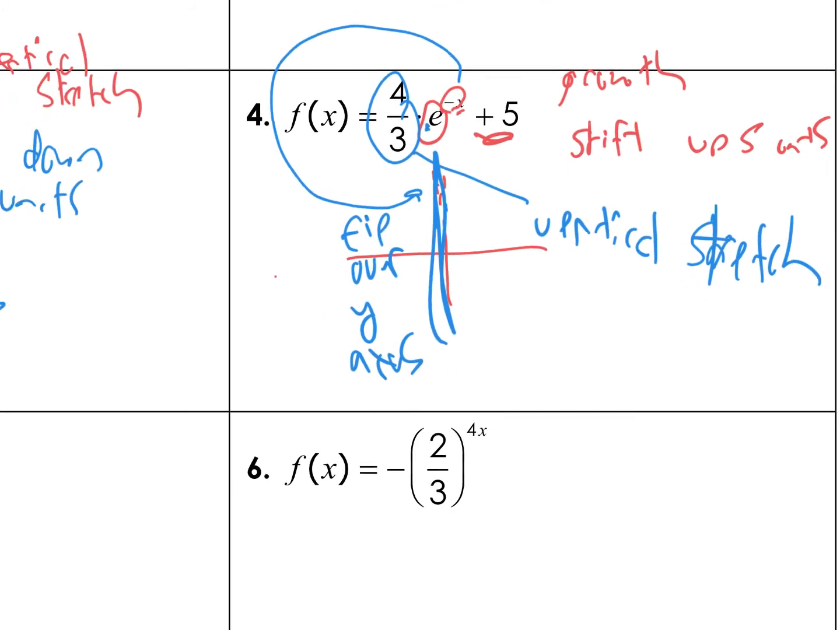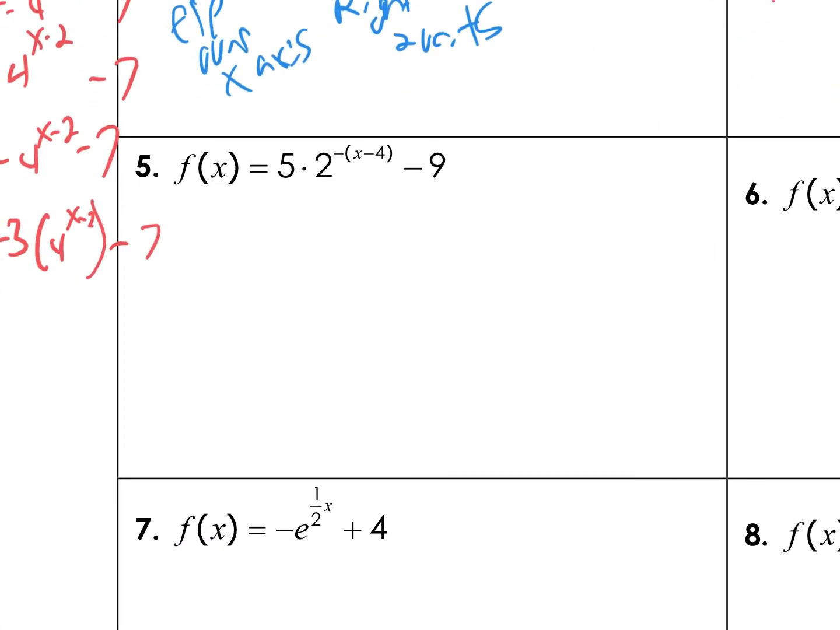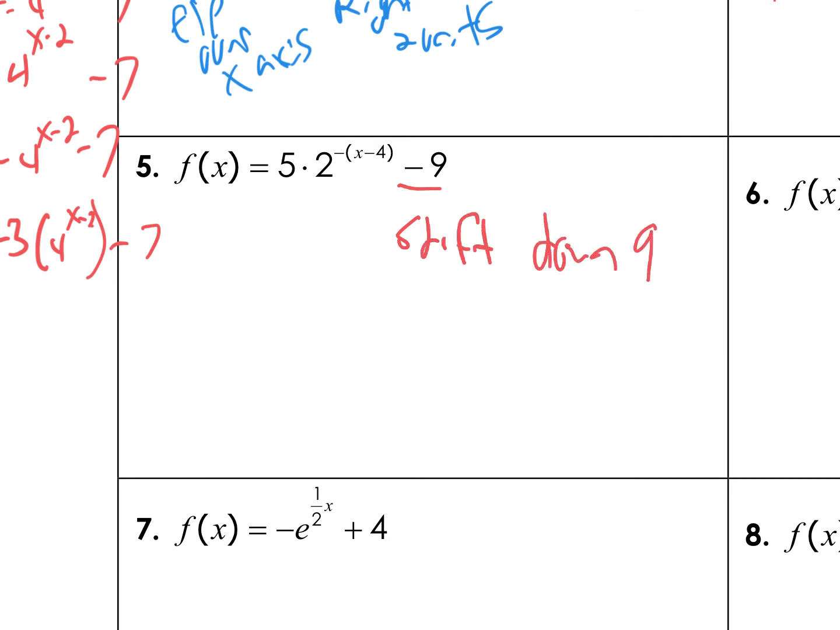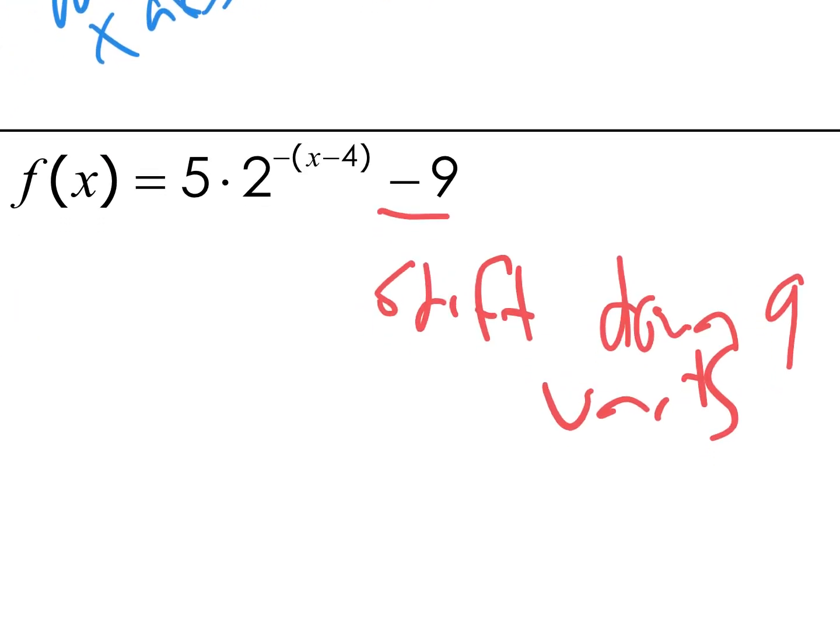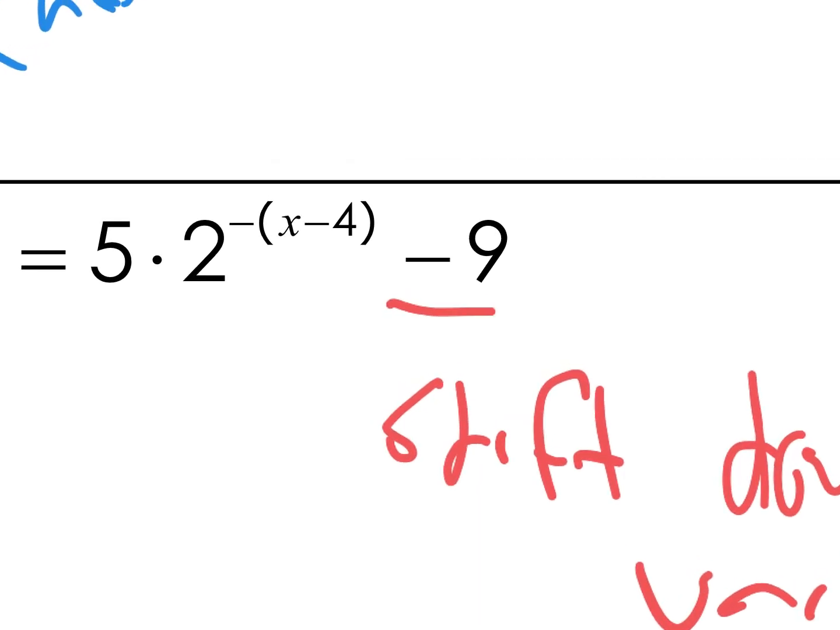Boy, they're getting really complicated here. 5. Okay. Shift down 9 units. Look what's happening here. Now, there's a trick here. He's trying to trick you. You think that it's a minus 4, which normally means shift to the right 4. But there's a negative out front of this parenthesis, so it's really a negative x plus 4.